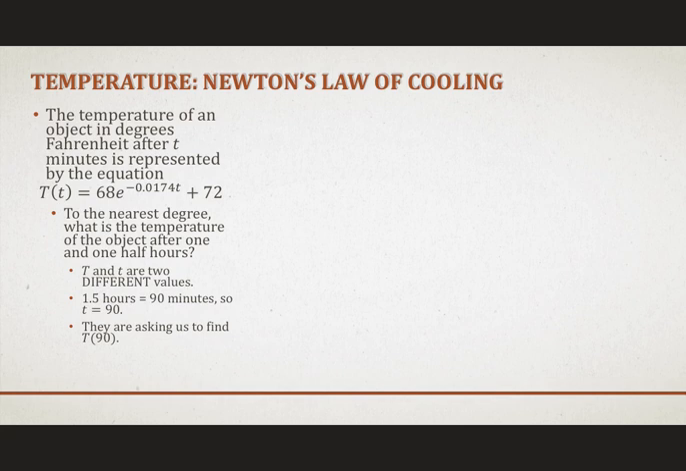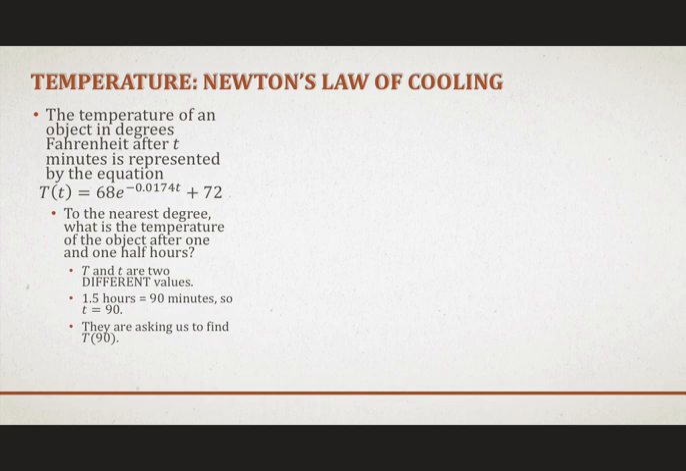Let's say the temperature of an object in degrees Fahrenheit after a certain amount of minutes is represented by the equation T sub t is 68 e to the negative 0.0174 t plus 72. To the nearest degree, what is the temperature of the object after 1.5 hours? Now, little t in this case should be measured in minutes. So 1.5 hours means that we're actually going to use 90.